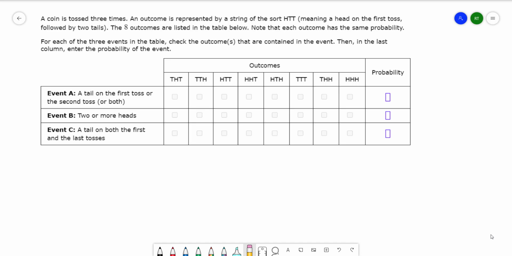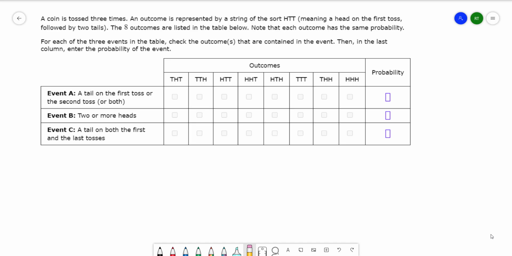Let's read this topic and let's see what they want us to do. A coin is tossed 3 times. An outcome is represented by a string of the sort HTT, meaning a head on the first toss, followed by 2 tails. The 8 outcomes are listed in the table below. Note that each outcome has the same probability.